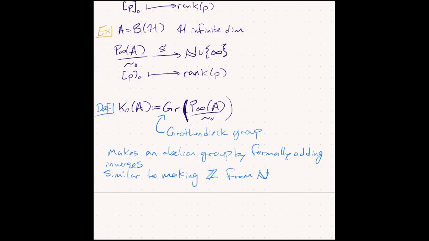Do you mean like the rationals, because you said inverses? Or wait, you mean additive inverses? Additive in this case? Inverses. Okay, yeah, cool. Yeah, exactly. Yeah, good question though.